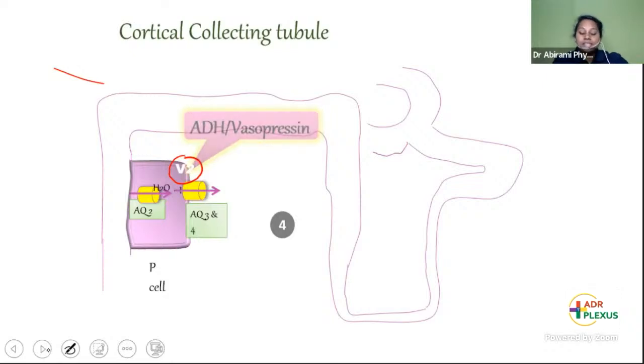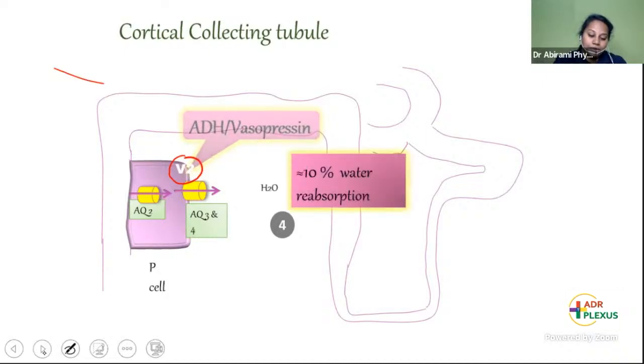And on the other side, you have aquaporin 3 and 4, through which water moves into the blood. So remember, aquaporin 2 is dependent on ADH or vasopressin. Aquaporin 3 and 4 are not dependent on ADH or vasopressin. Only aquaporin 2 is dependent on vasopressin. So how much water is reabsorbed like this? Nearly 10% of water reabsorption takes place like this.